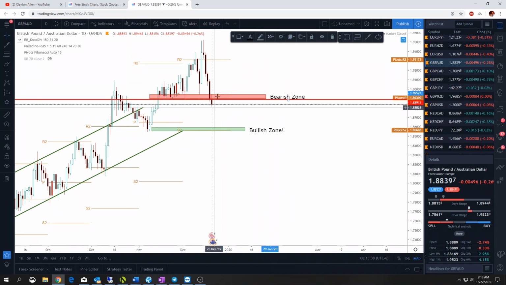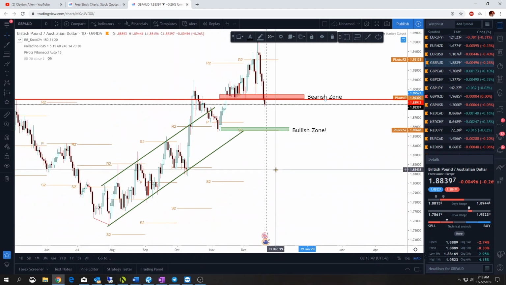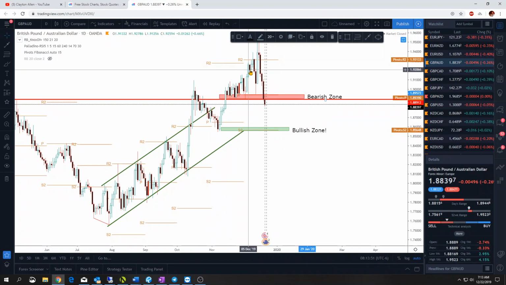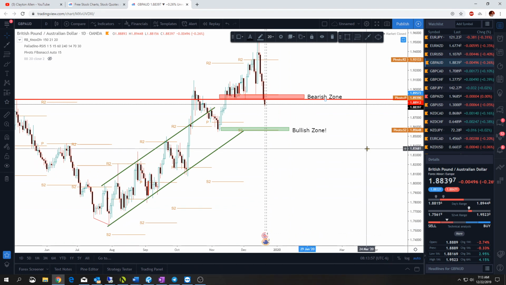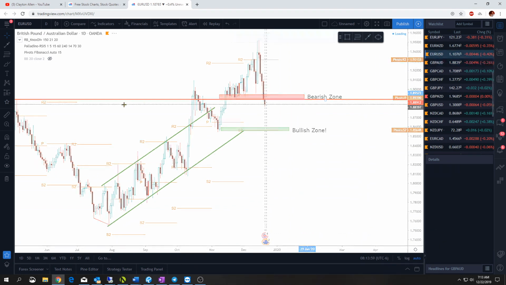So if we get a retest back into this bearish zone, confirming it as new resistance, I like this pair short down to this S2, and then possibly we're setting ourselves up for a really big reversal and coming back down to these levels, but only time will tell.